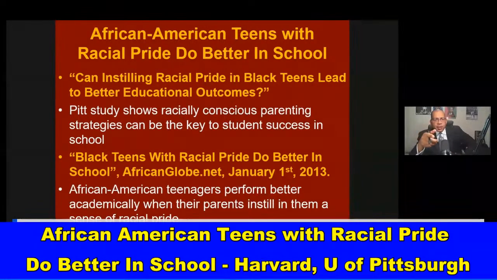So then we have this study right here. This is a joint study by the University of Pittsburgh and Harvard University. It deals with how African-American teens with racial pride do better in school. The University of Pittsburgh has an article, Can Instilling Racial Pride in Black Teens Lead to Better Educational Outcomes? Pitt University study shows racially conscious parenting strategies can be the key to student success in school. AfricanGlobe.net has the article, Black Teens with Racial Pride Do Better in School, from January 1st, 2013. African-American teenagers perform better academically when their parents instill in them a sense of racial pride.